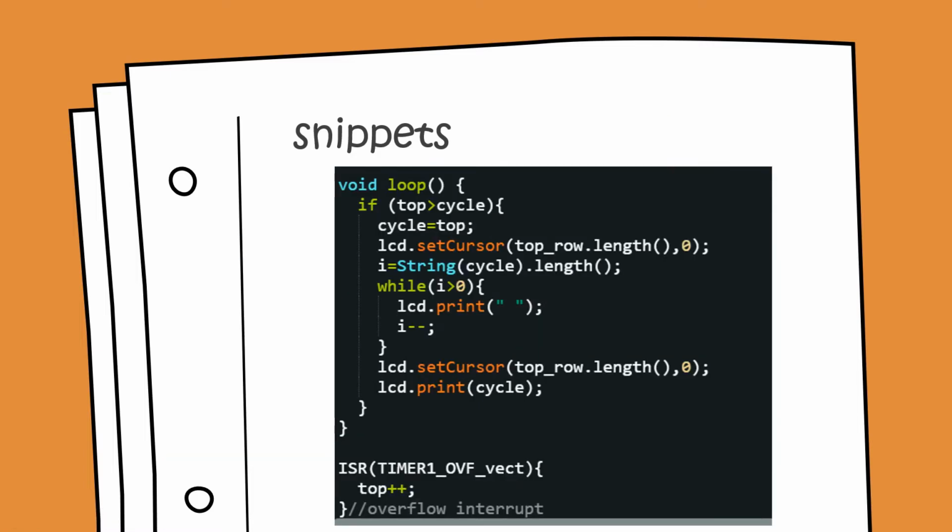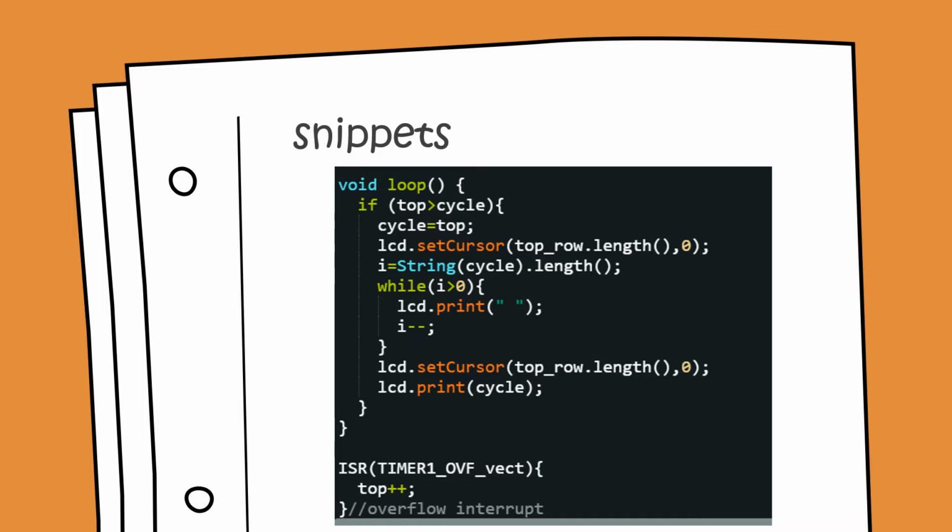Now here's our interrupt vector which fires every time timer 1 overflows. Inside the loop, in case the interrupt vector has fired and top has been incremented, then the value of top will be greater than cycle. So if top is greater than cycle, then we set the value of cycle to top and then we go about printing this value of cycle onto the LCD screen.